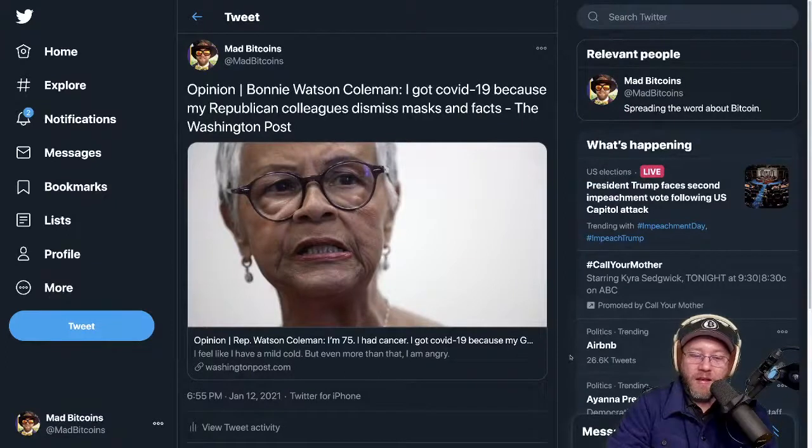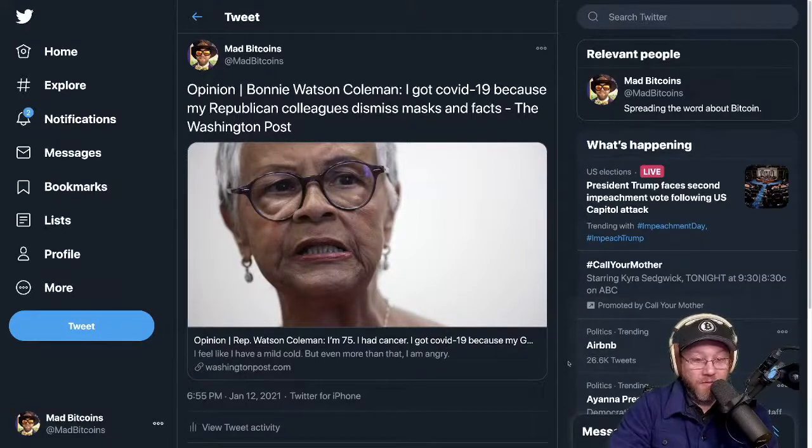This is a really sad and horrible story. Representative Bonnie Watson Coleman, who's 75 years old and survived cancer, got COVID-19 because the Republicans refused to wear masks inside of the Capitol chamber when they were hiding from the insurrectionists. There's even a video of another congresswoman going around trying to hand them masks, trying to be polite, and they wouldn't wear the masks. Really comes down to non-aggression principle here, right?